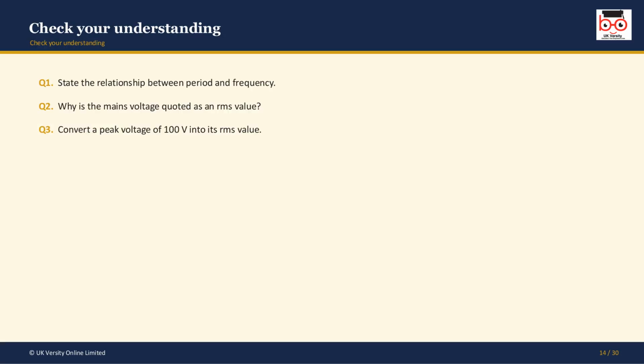Let's pause for a quick check. Can you state the relationship between the period and the frequency? Can you explain why the mains voltage is quoted as an RMS value rather than the peak? And can you convert a peak voltage of 100 volts into its RMS value? Give those a try before we carry on.